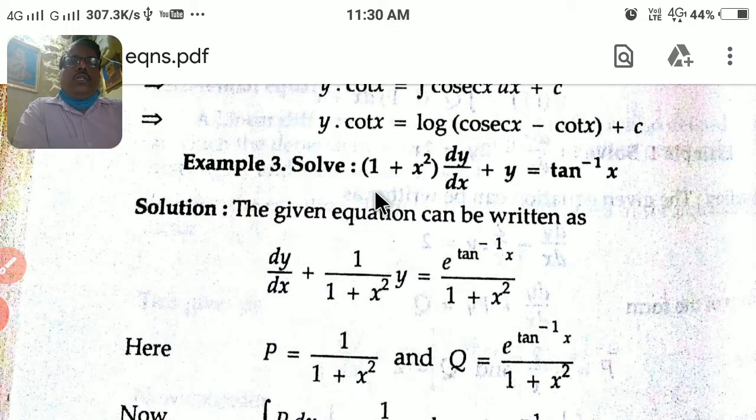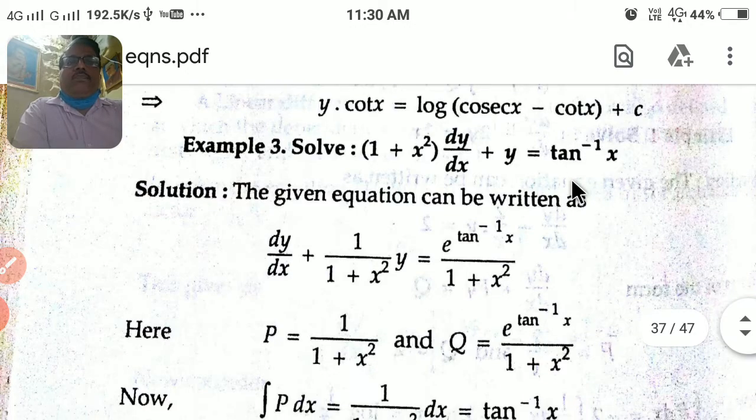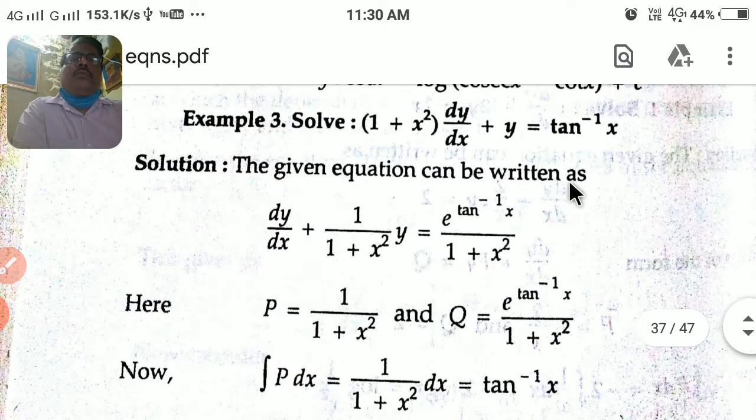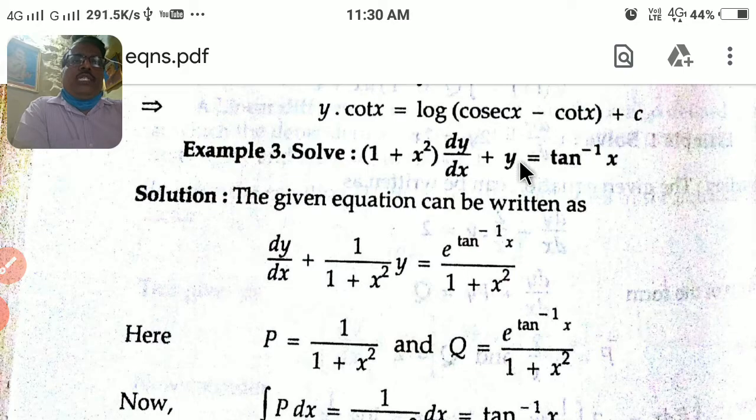Okay, so now here, dividing this whole equation by 1 plus x square, which gives dy by dx plus 1 divided by 1 plus x square into y equal to e raised to tan inverse x divided by 1 plus x square. Actually it should be e raised to tan inverse x, so make it as e raised to tan inverse x.